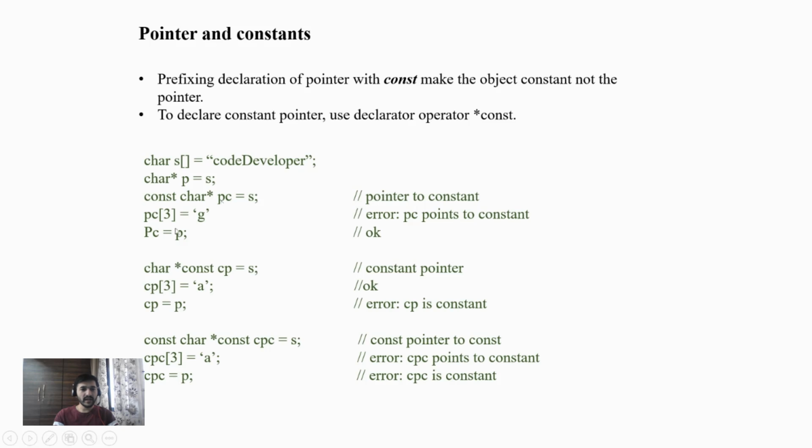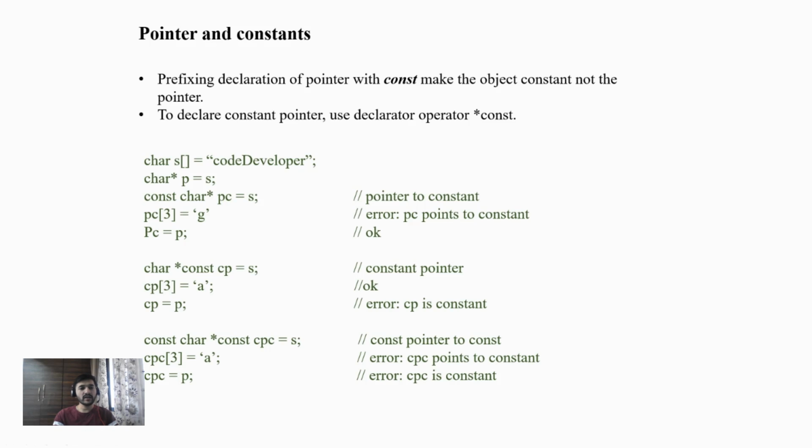The pc pointer, we can now assign it to p. This is okay. Why? Because in this line, const char star pc equal to s, what we are creating is a pointer to a constant character.